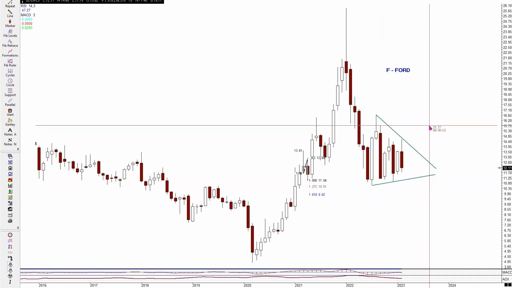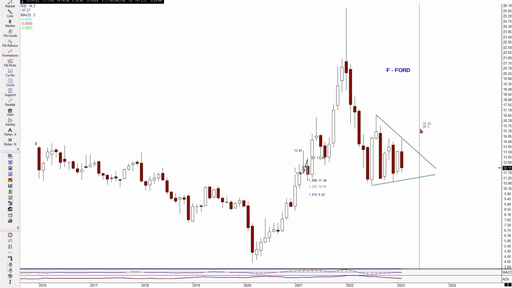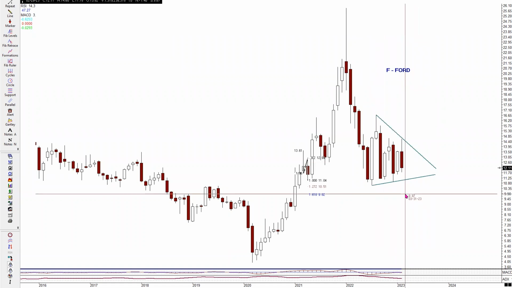So I'll be keeping an eye on Ford and see how this pattern plays out with the ABCD buy pattern. Well, that's it for me today. Thanks for joining me. Once again, I'm Leslie Jouflas with Trading Live Online. I hope everybody has a great week.